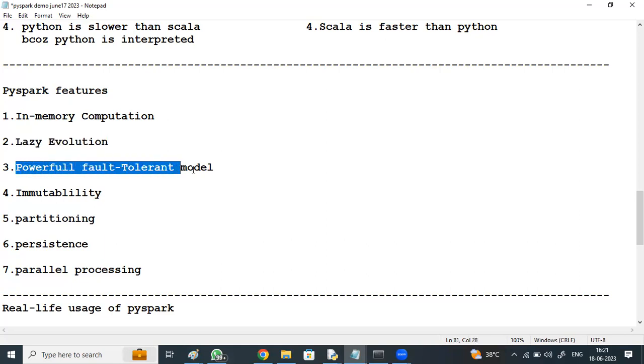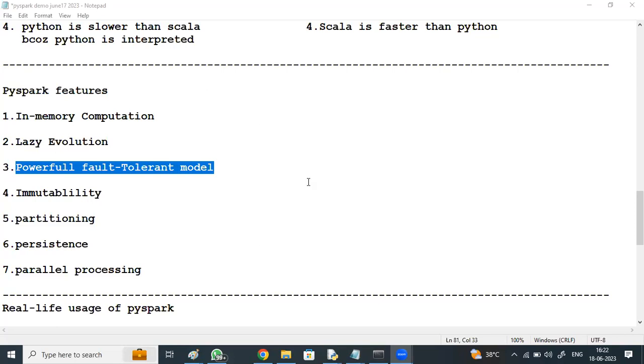Powerful fault tolerant model. Fault tolerance means that as the data is distributed across multiple worker nodes and processed parallelly, if any one machine goes down, there could be data loss. So PySpark has the capability of recomputing the lost partitions, which I'll discuss in brief in the fault tolerant model. Immutability: the original data remains the same.